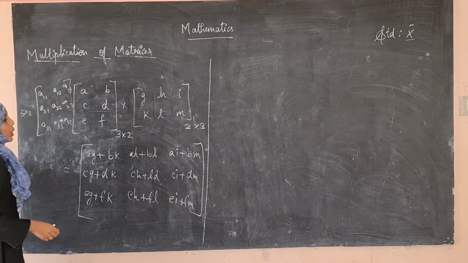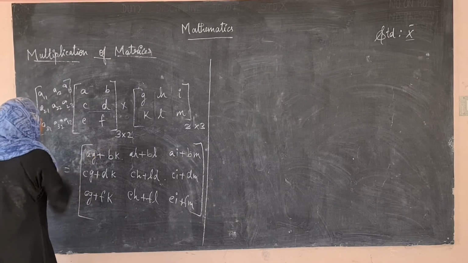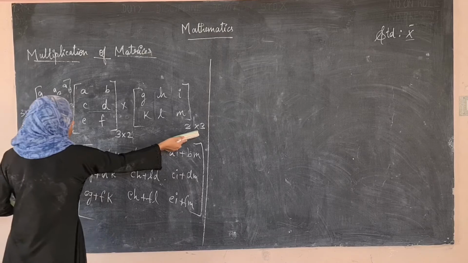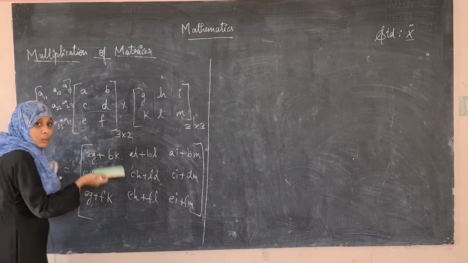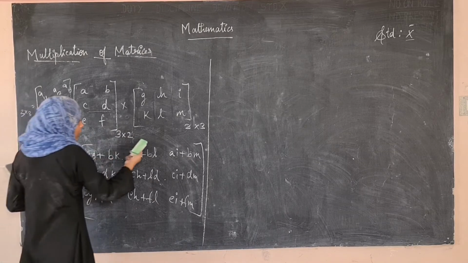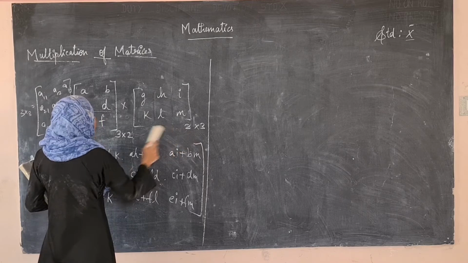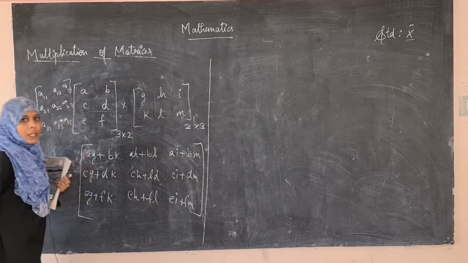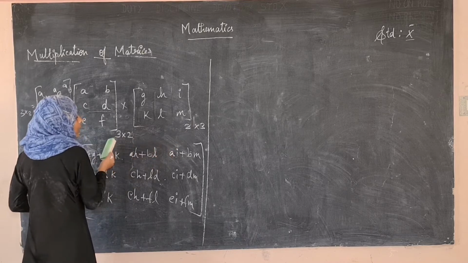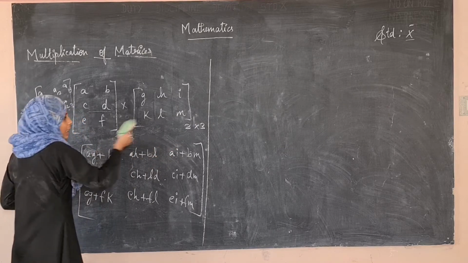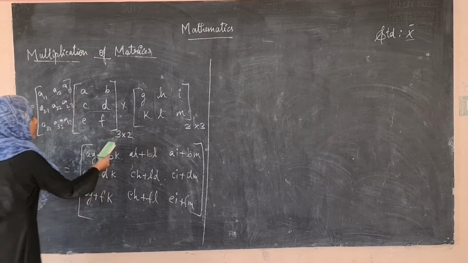So what we have to do is first check the order of the two matrices. See here, this is a 3 cross 2 matrix and this is a 2 cross 3 matrix. The number of columns of the first matrix is equal to the number of rows of the second matrix. Therefore, the multiplication can proceed. The resulting order is the first thing and the last thing, that is 3 cross 3. The resulting matrix order will be 3 cross 3.